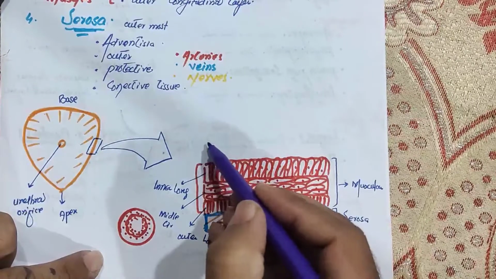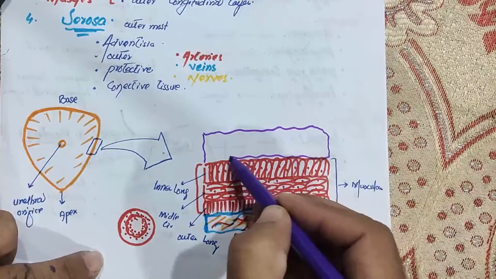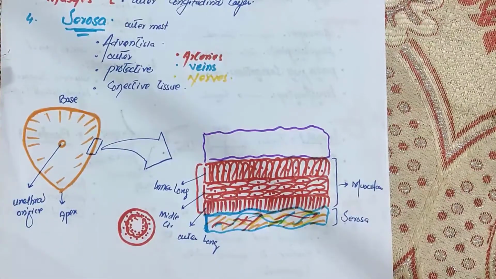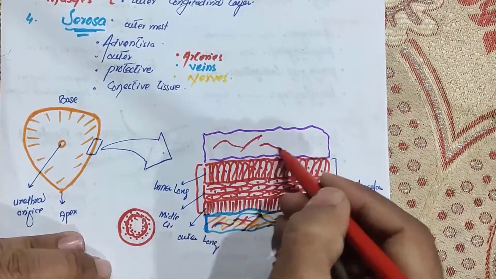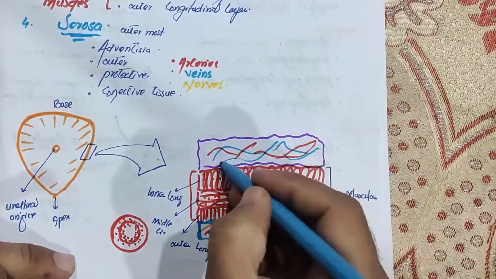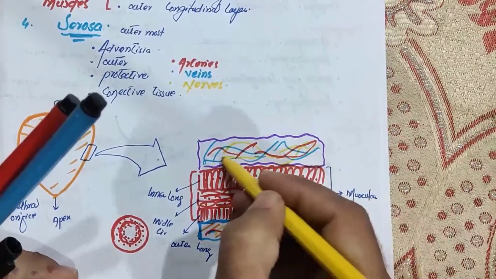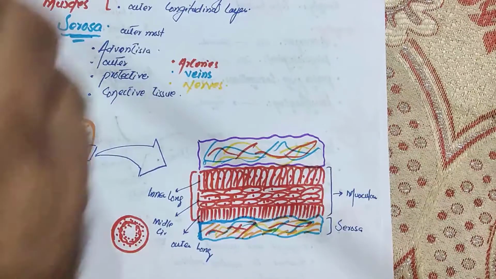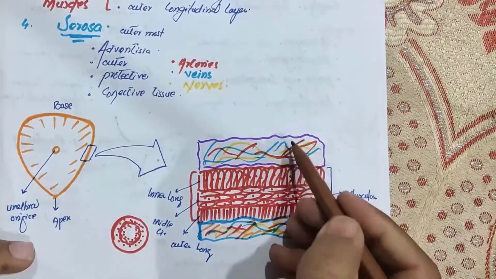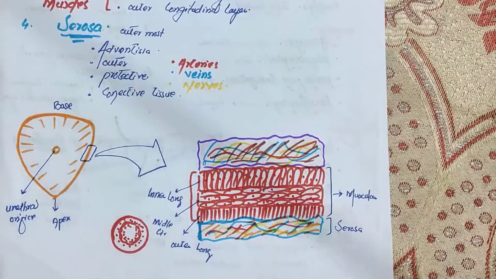Now then there is the third layer. We are going from outside to inside. This is called the submucosa, or we call it the lamina propria. So in the lamina propria, what are there? There are blood vessels, arteries, and also veins. And then there are nerves, and then there are some elastic fibers also. We use brown color for these elastic fibers. So this is the third layer.